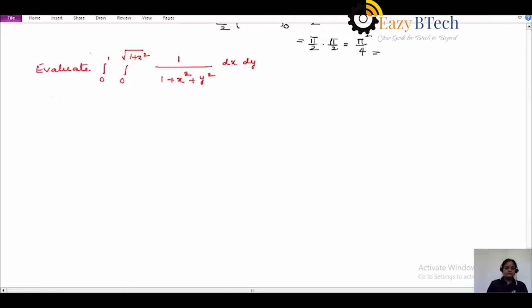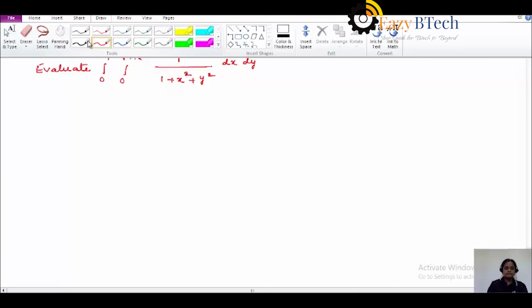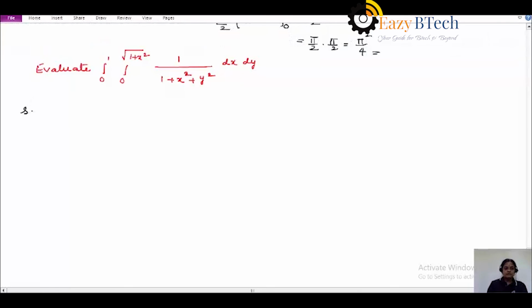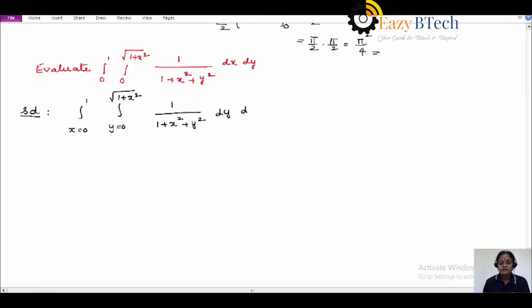Observe this question. The first limits which were given in this question are in terms of x, that means 0 to root of 1 plus x square was given here. Then these limits belong to y only. Okay, so x from 0 to 1 and y is equal to 0 to root of 1 plus x square, and 1 by 1 plus x square plus y square dy dx.